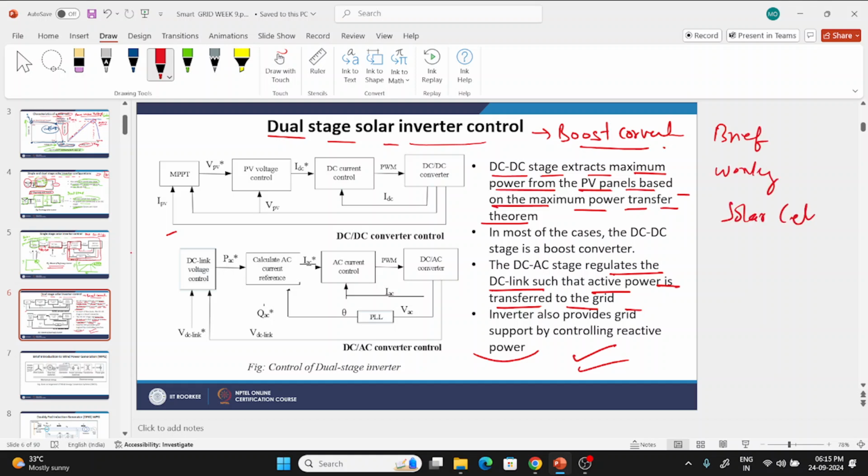So this is a brief account of the working of a solar cell: how it is connected, how it is transferred to the grid, how energy is converted. Because a solar cell generally stores energy in the form of DC, but our loads are in AC, we have to convert the DC to AC, and this is done using inverters.